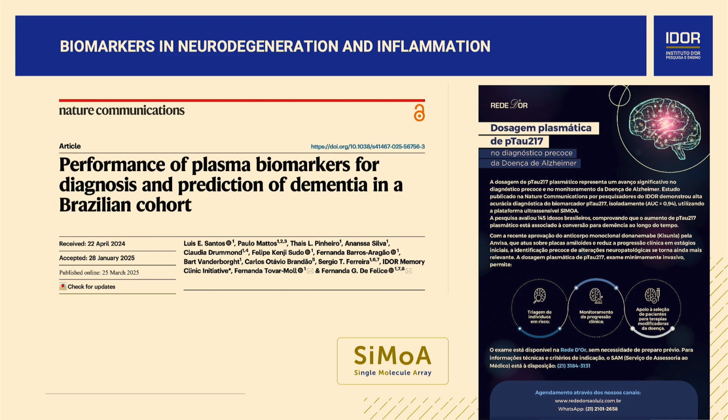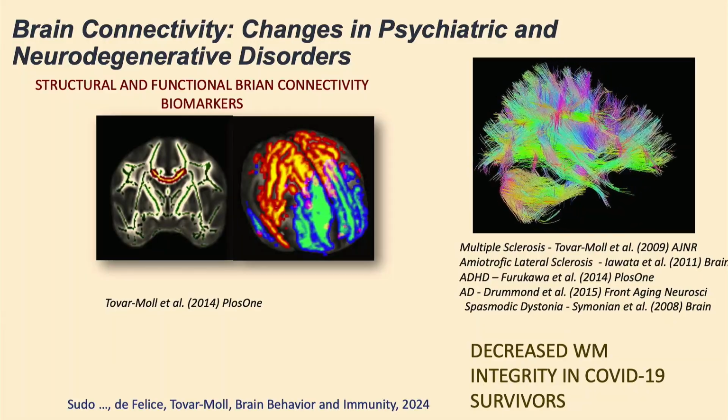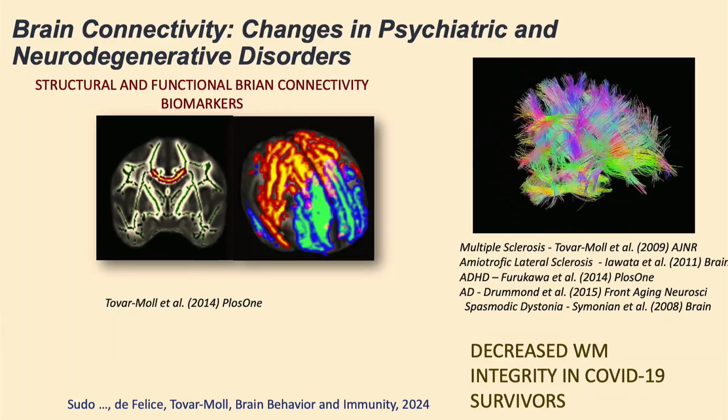Just an example: because we had this cohort from studying dementia, we could validate the first test for p-tau in the blood of patients, available for research and also already available for patients over there. And also, here is an example, we have been working with quantitative neuroimaging.